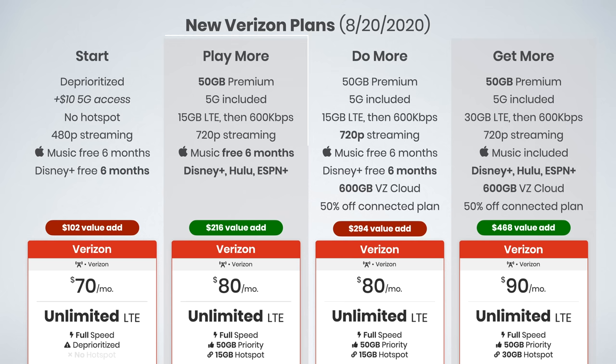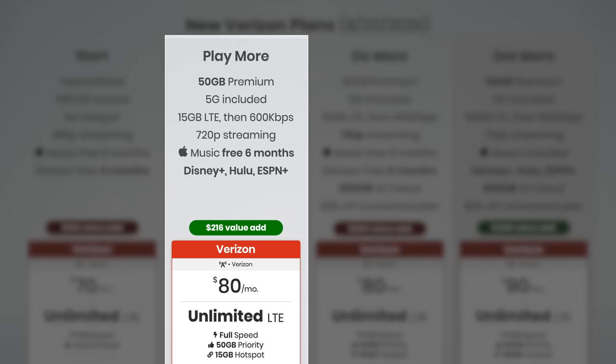Well, honestly, I think it is the Play More Unlimited plan. This plan got a nice improvement with the Disney Plus, Hulu, and ESPN Plus subscription included for free. And while it is sad that Apple Music is now a 6-month free trial, I do think, in general, the Play More plan is the best overall value for most consumers.